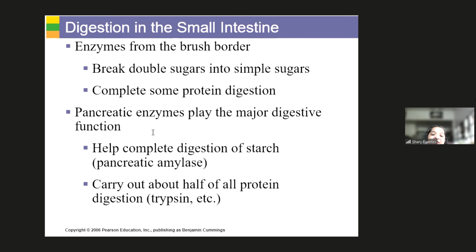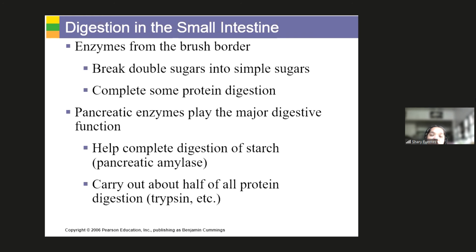So the pancreatic enzymes play the major digestive function. Okay? They help complete digestion of starch because they secrete the pancreatic enzymes. Although may salivary amylase tayo kanina, okay, pancreatic amylase. They carry out about half of all the protein digestion, galing sa pancreatic enzyme. So very important ang role ng ating pancreas for protein digestion.